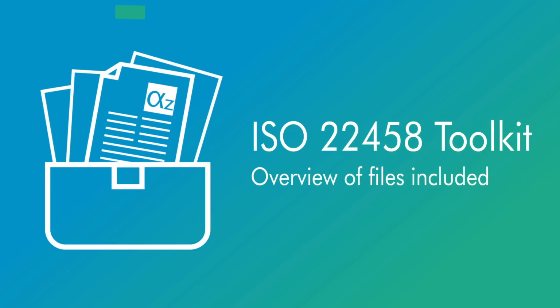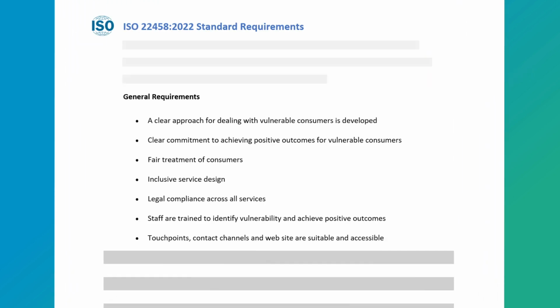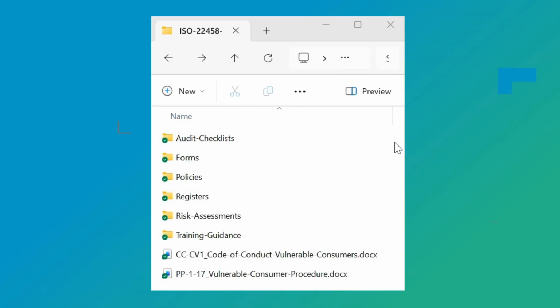The ISO 22458 Consumer Vulnerability Toolkit includes everything you need to build a compliant and people-centered vulnerability framework, right out of the box. ISO 22458 is the international standard for inclusive service and consumer vulnerability. It sets out the requirements and guidance for organizations to recognize, respond to, and support consumers who may be in vulnerable circumstances due to a multitude of reasons.